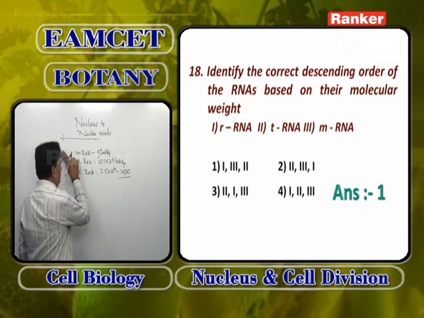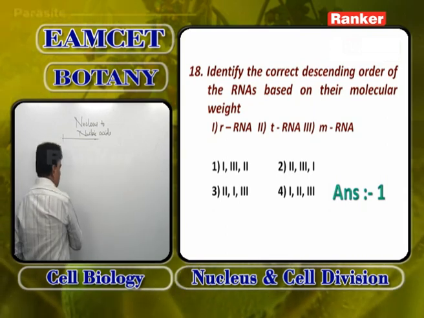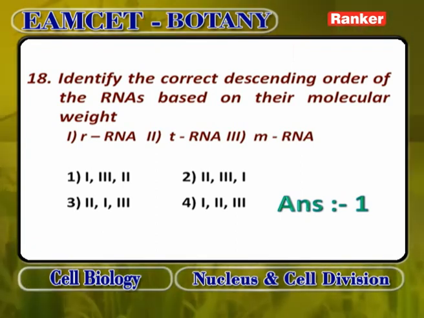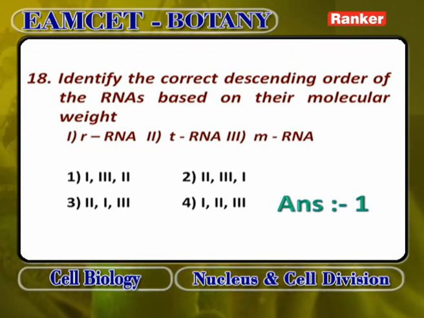So the molecular weight of ribosomal RNA is 10 lakhs. The molecular weight of messenger RNA is 5 lakhs. The molecular weight of transfer RNA is 2500 Dalton. So the answer is ribosomal RNA, mRNA and tRNA. Answer is 1, 1, 3, 2.